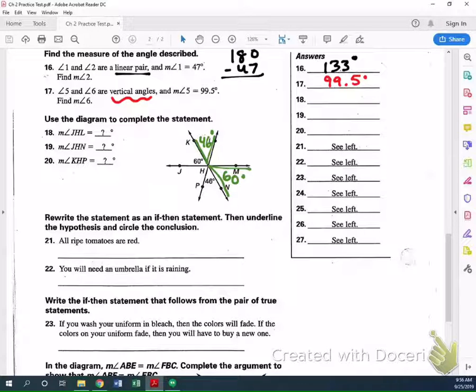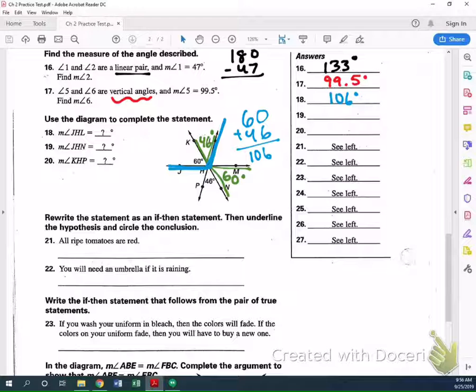All right, let's start seeing what I'm asked to find. JHL. So that's a 60 degree angle and a 46 degree angle put together. So I will add those. 106. Yep, 106. Good. Okay, the next one.